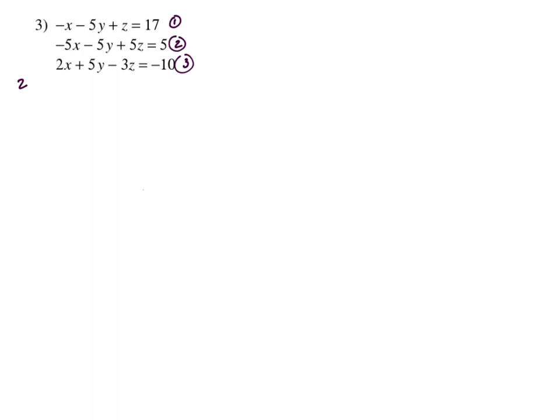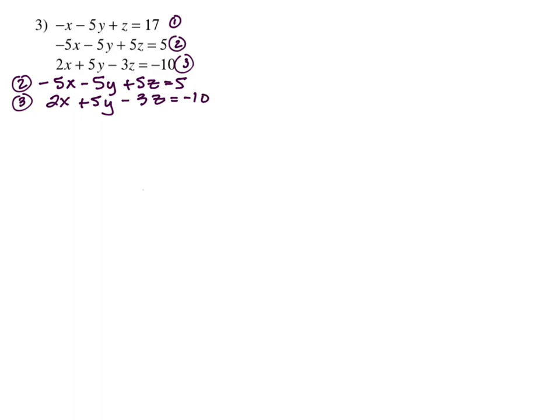So the way this works is we write out equations 2 and 3, and we're going to stack them, and we're going to add them, just like we did when we were dealing with systems of equations in 2 variables. So we have negative 5x minus 5y plus 5z equals 5. And then for equation 3, we have 2x plus 5y minus 3z equals negative 10.